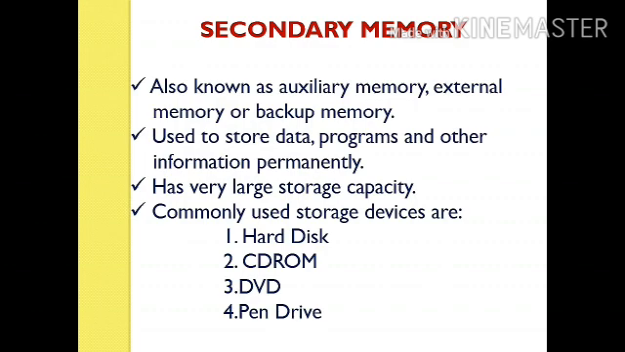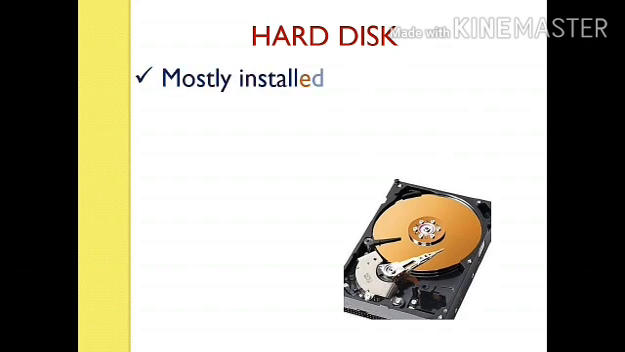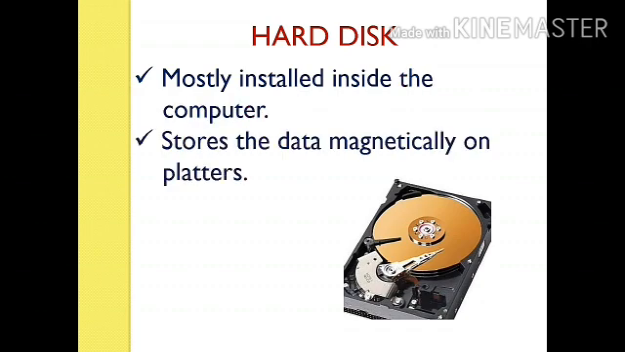Now we are going to discuss some commonly used storage devices. The first one is hard disk. A hard disk is fixed inside the cabinet of a CPU, and it is made up of many rigid metal plates coated to store data magnetically. A hard disk rotates while recording data. Its rotation speed is measured in the unit of revolutions per minute, that is RPM.